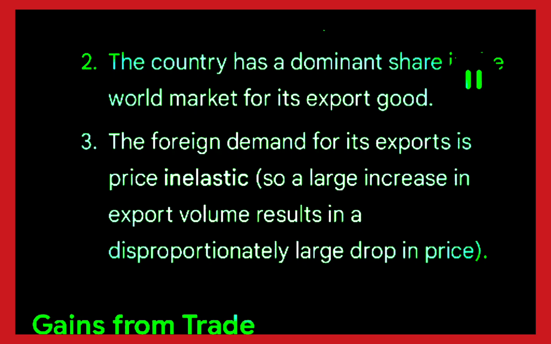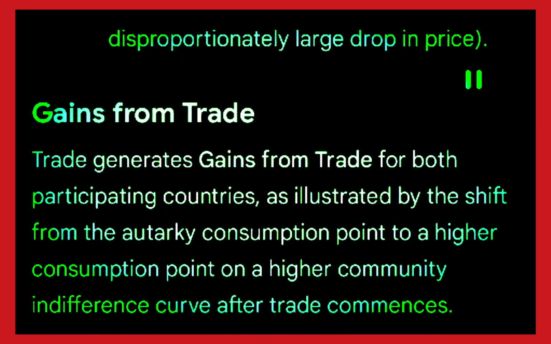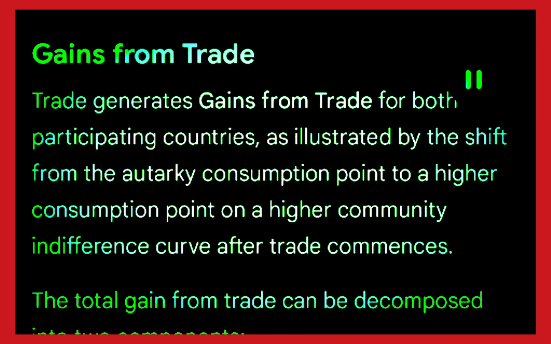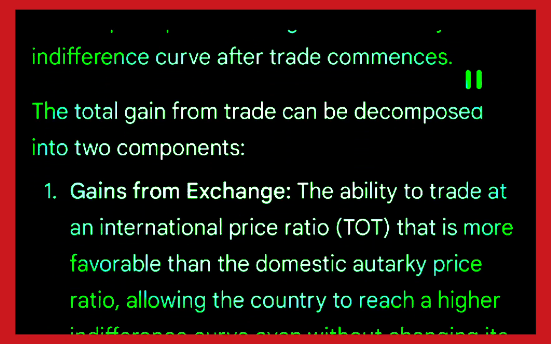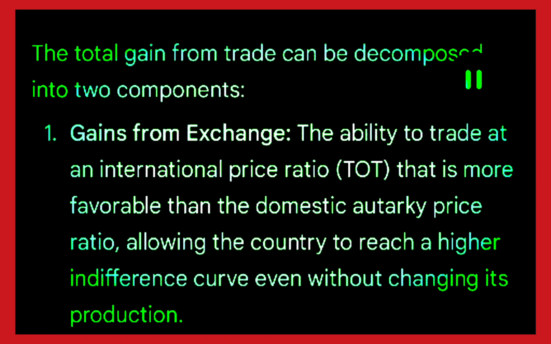Gains from trade. Trade generates gains from trade for both participating countries, as illustrated by the shift from the autarky consumption point to a higher consumption point on a higher community indifference curve after trade commences. The total gain from trade can be decomposed into two components. 1. Gains from exchange. The ability to trade at an international price ratio, TOT, that is more favorable than the domestic autarky price ratio, allowing the country to reach a higher indifference curve even without changing its production.